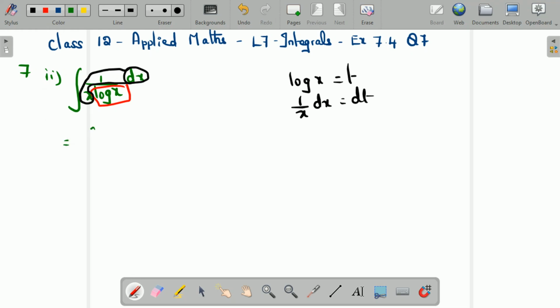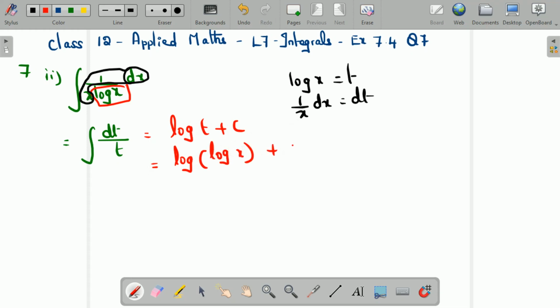So let's put this. So the numerator will become dt. The denominator will be t. So integral of dt by t, let's apply the formula. So this is equal to log t plus c. Now put back the value of t here. So log of, you have t itself is log x. So log of log x plus c.